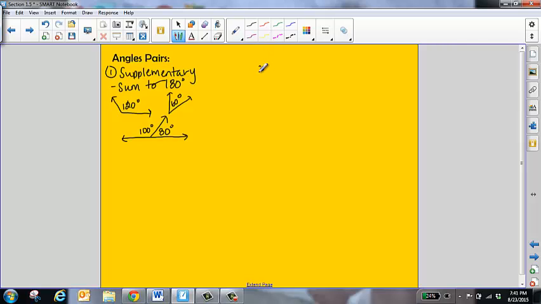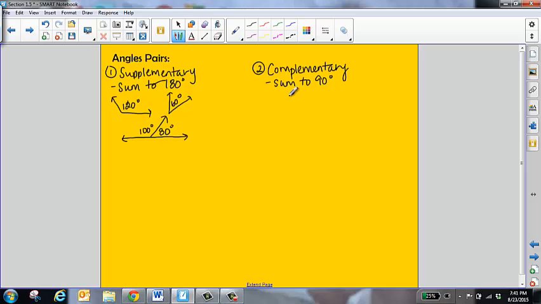Now, the second type of angle pair, again, you may have heard this term before, but we have complementary angles. So supplementary angles sum to 180, and complementary angles are going to sum to 90 degrees. So again, basically it's any 2 angles who, when you add them together, is going to give you 90 degrees.